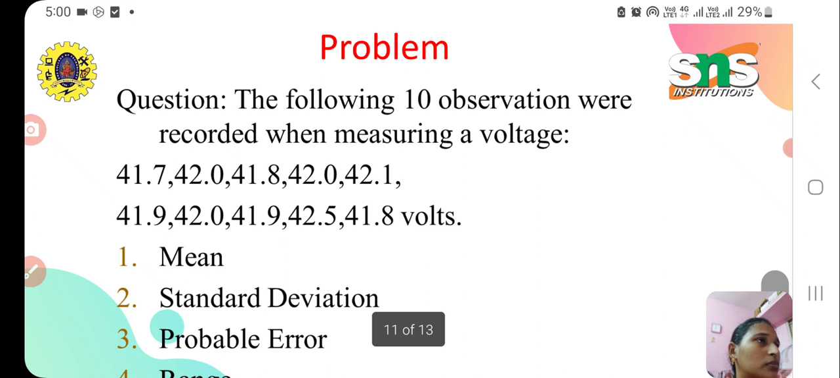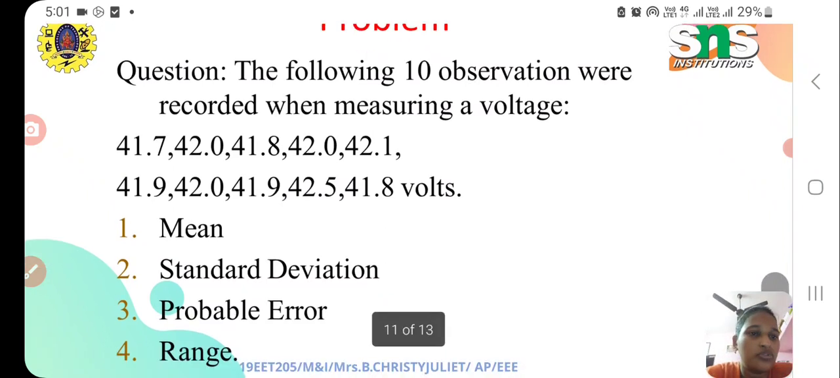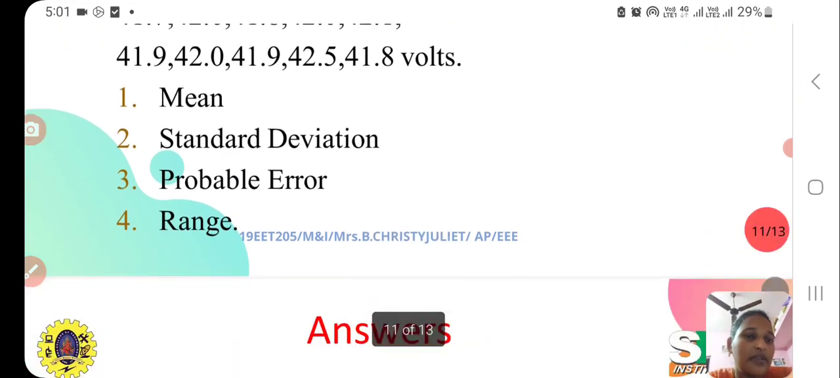Now let's solve a problem. If you want to refer to the previous slides, you can, and please note down the formulas, because now we are going to solve this problem. The following 10 observations were recorded when measuring a voltage. In a voltmeter, these 10 values have been recorded by conducting an experiment. You have to find the mean, standard deviation, probable error, and range. Take your own time and solve the problem, and please don't scroll down and watch the result in advance. Just give it a try and then compare with the answers given in the next slide.